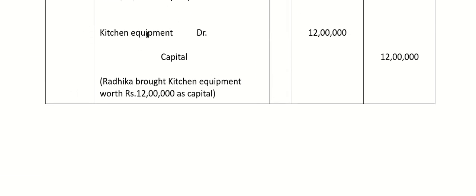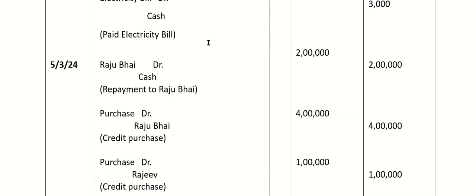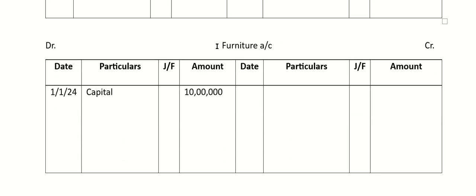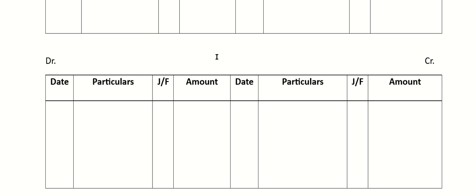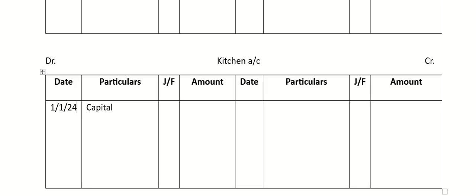Okay, similarly, we can do kitchen equipment capital. Capital account is already there, so we need to prepare the kitchen account. Yeah, the kitchen account is there. Now, the journal entry was kitchen account debited to what? Capital. So we write capital here as debited. What is the date? It was 1/1/2024 and the amount was 12 lakh, I think.